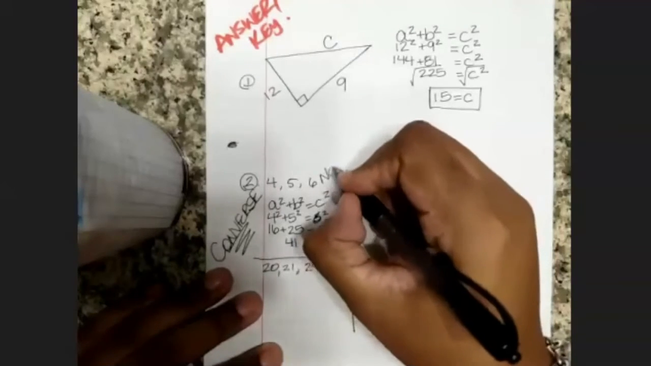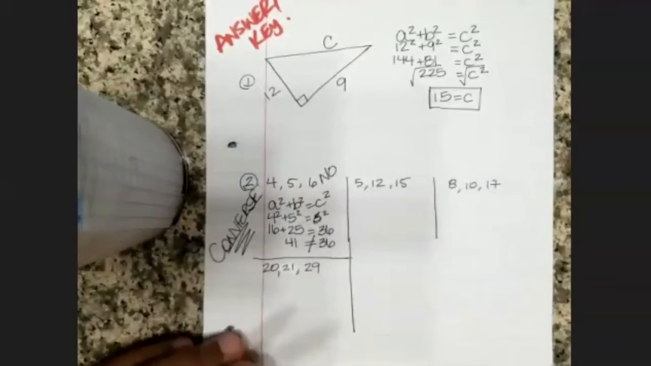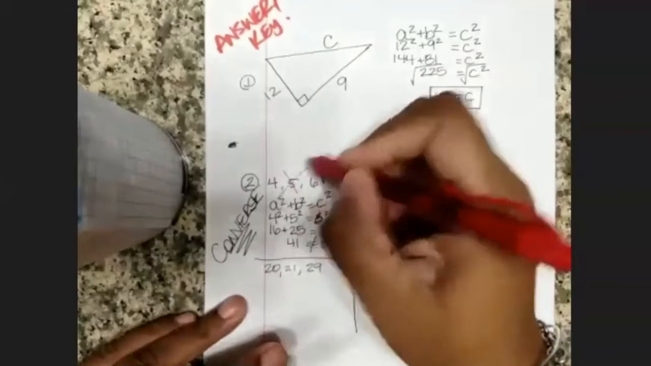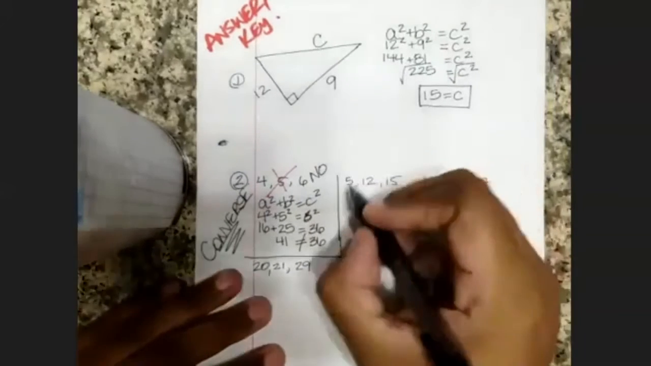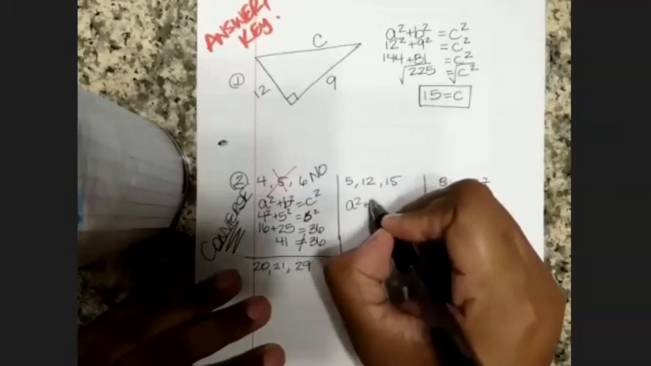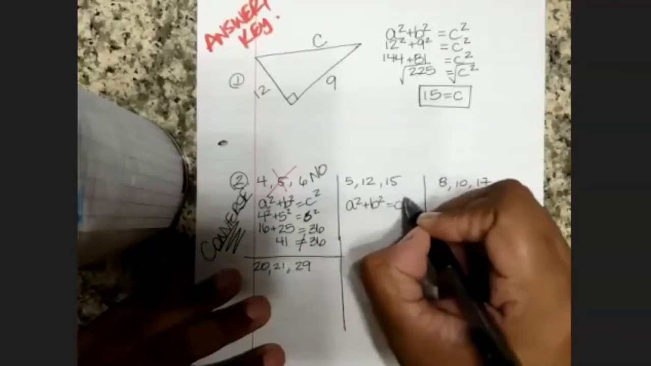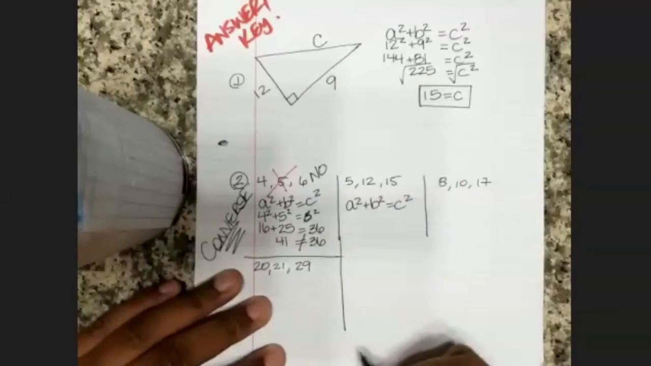So 41 is not equal to 36, so the answer here is no. So I'm going to go ahead and cross those out. Those three sides do not form a right triangle. And I'm going to follow the same process for the second set.